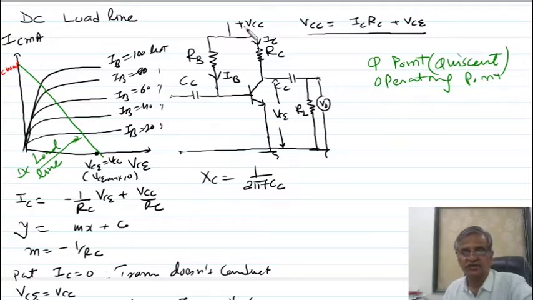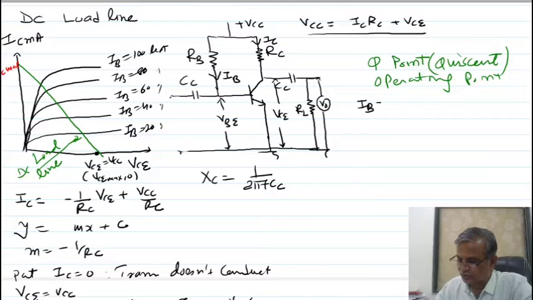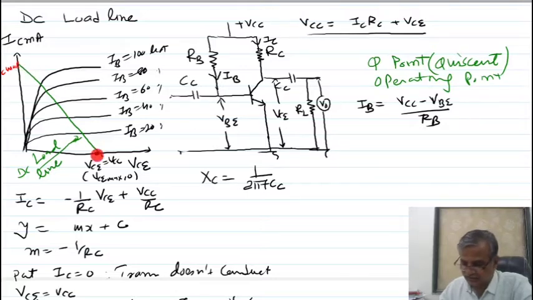VCC and the base current IB, or RC, RB, you can say. I have to find the value of the base current using this equation, which you already know. The intersection point of this DC load line with this base current is called the Q point.